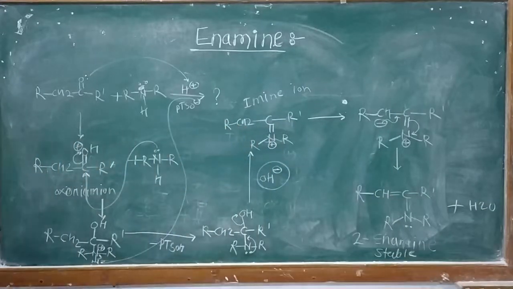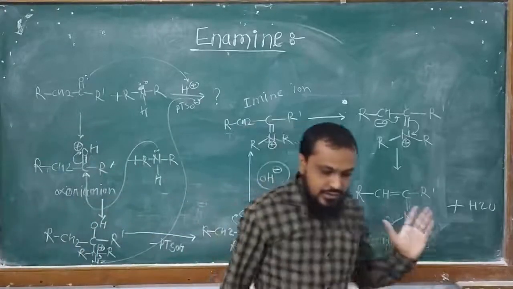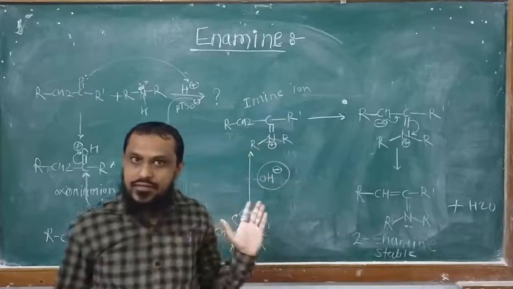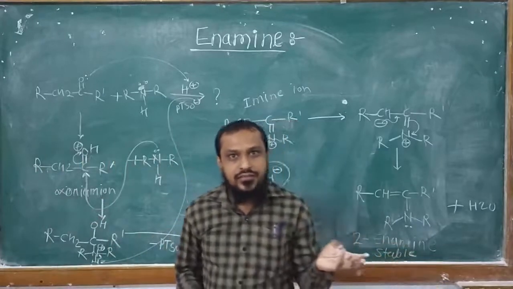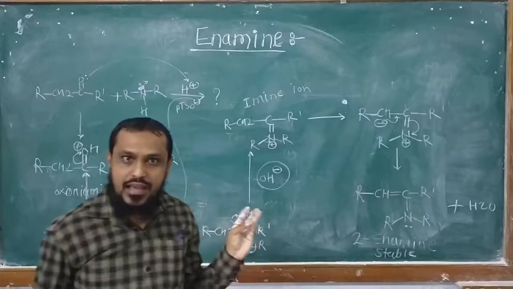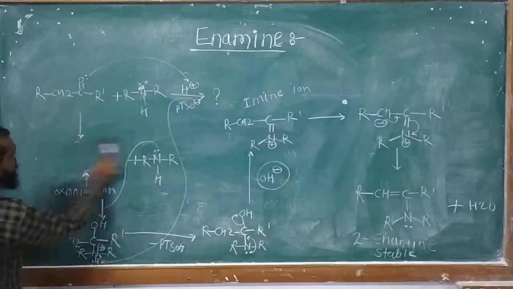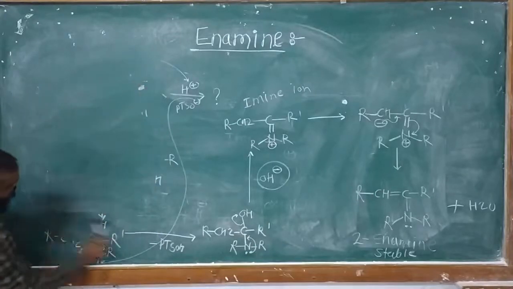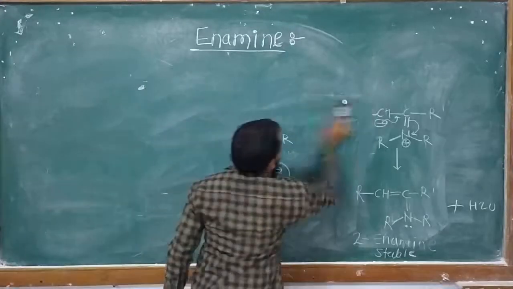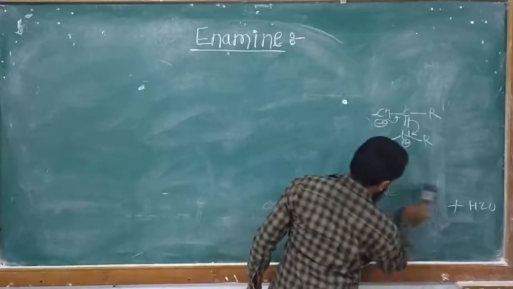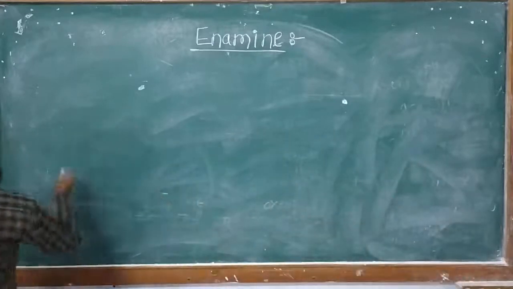So this is another example of preparation of enamine. Here I have taken an aliphatic aldehyde as well as an aliphatic amine. Enamine is also prepared in the form of cyclic ketone as well as cyclic amine. So let's see here. Here I have taken a cyclic ketone.